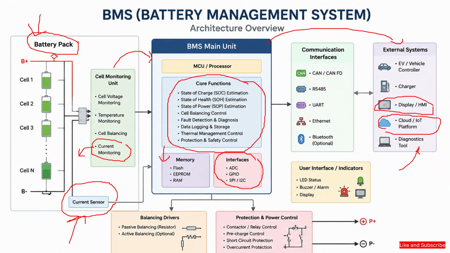Now, how does the BMS communicate with external systems? Through the communication interfaces. Here we have CAN-FD; generally in automotive we use CAN-FD. We also use RS485, UART, Ethernet and Bluetooth. These are the communication interfaces used to send data from the BMS to the electric vehicle parts or electric vehicle ECUs. Suppose you want to send data to the cloud, then we can use Bluetooth or Ethernet. In the downside you can see the balancing drivers.